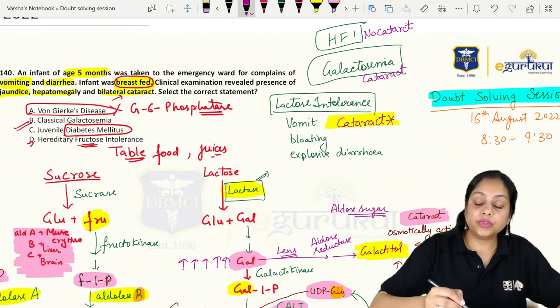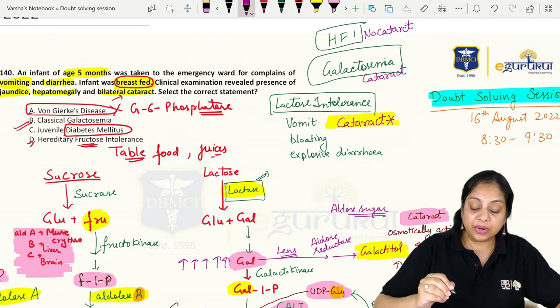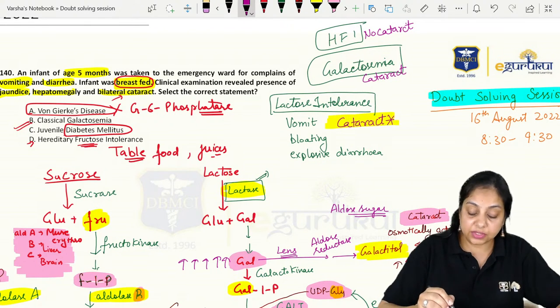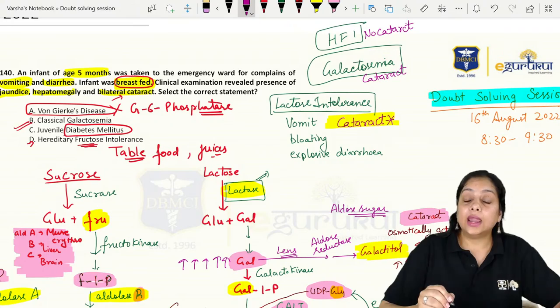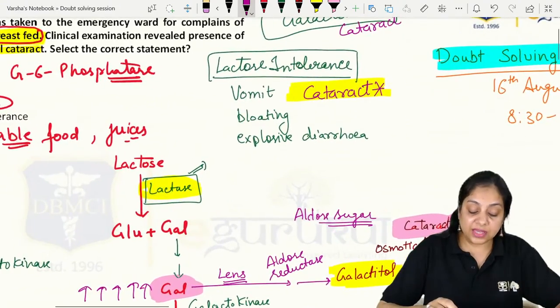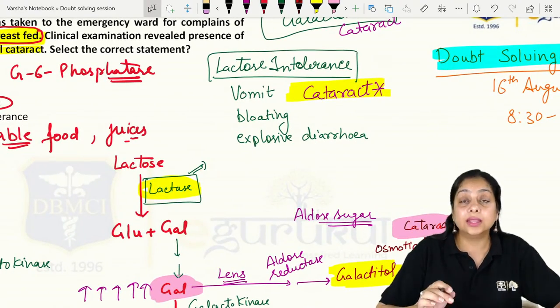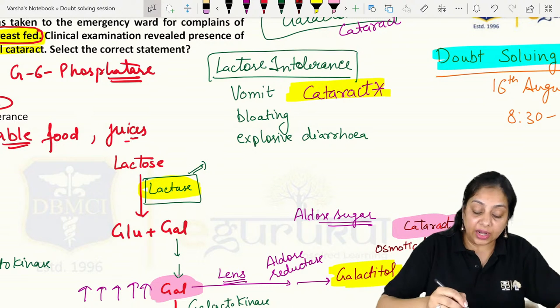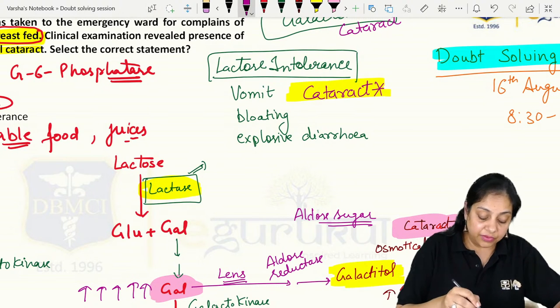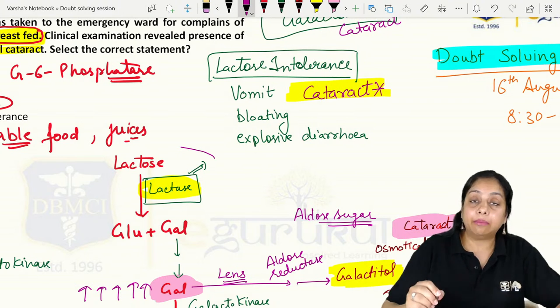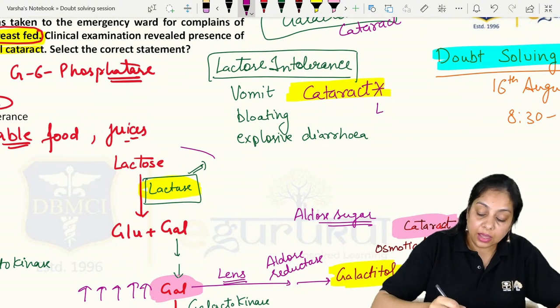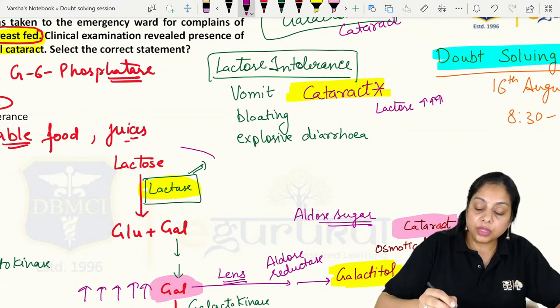Hallmark is the cataract. HFI, no cataract. And I can prove that also, why no cataract? But let's focus on lactose intolerance first. There is no cataract. And how are you going to figure out the baby is lactose intolerant? What is happening to the lactose then? Lactose is not getting converted, this part is not happening. Lactose is going to accumulate.